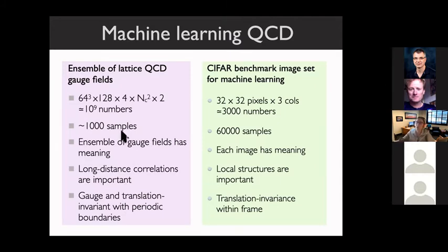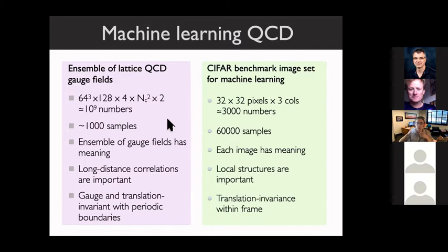So each gauge field configuration is represented by something like 10 to the 9 to 10 to the 12 numbers. And ultimately, you want something like 1,000 samples. In a benchmark image set for machine learning, each image is represented by something like 3,000 numbers, but you have 60,000 samples that can be used for training. And so clearly we have an inverted data hierarchy here. The number of degrees of freedom per sample is far higher than the number of samples you might have available. So many of the sorts of training paradigms used in industry application of machine learning won't be able to be applied here. Moreover, for us, it's the ensemble that has meaning in a physical sense.